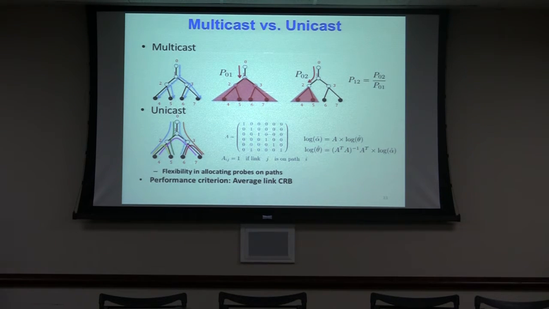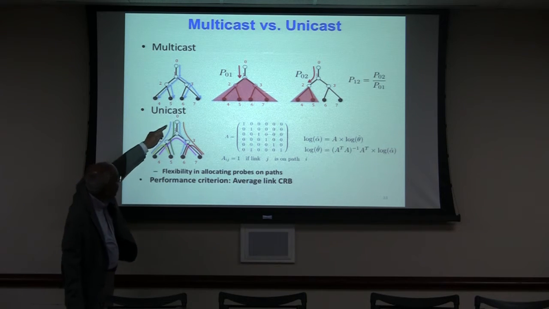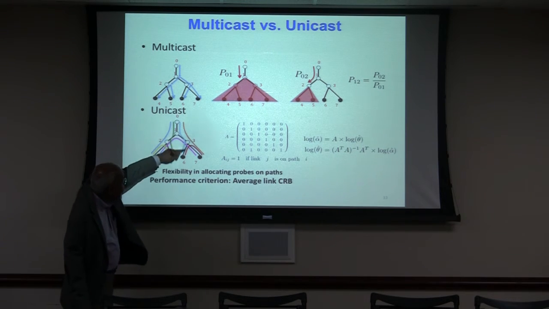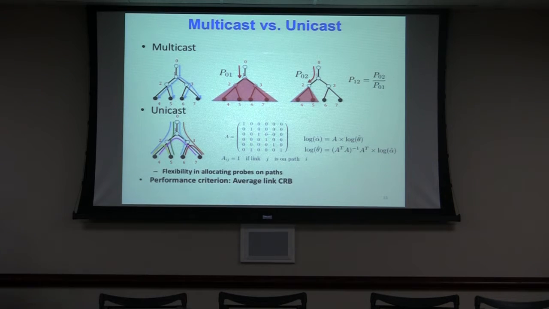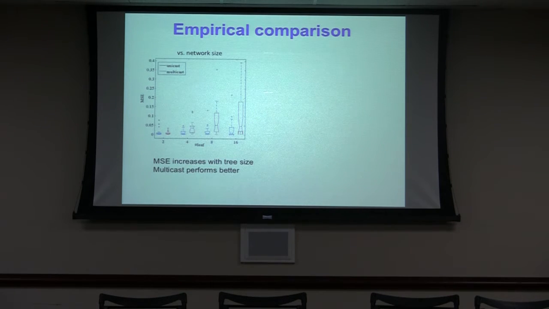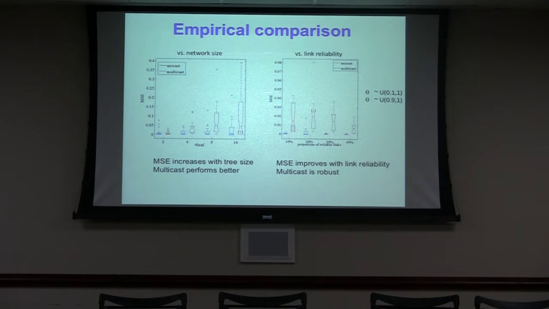With unicast, of course, what we're talking about is unicast. I send a probe this way, I send another probe this way, I send another probe this way, and so on. And what the unicast has is that I can control the amount of probes on different paths, which means that may be useful in the area of design, but some things are more important than others. So let me just show you one simulation example.